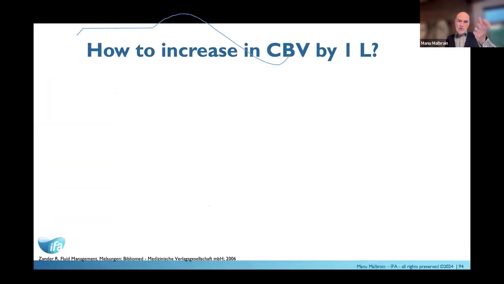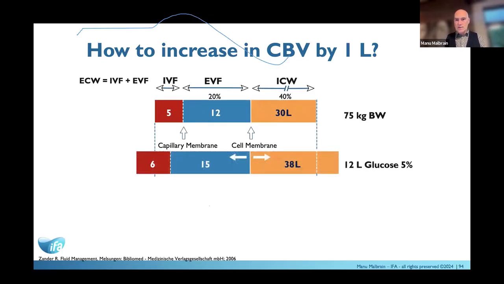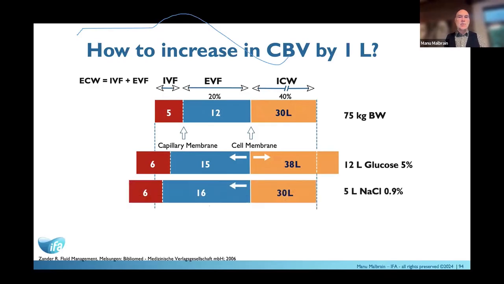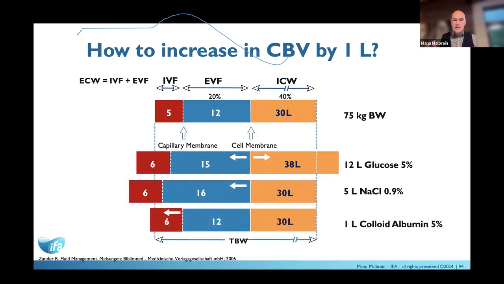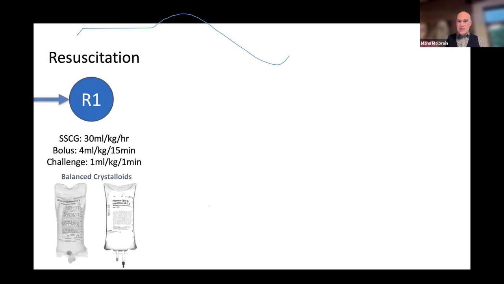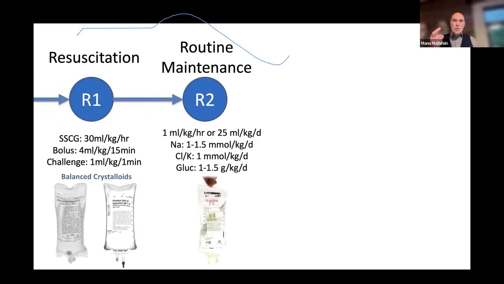So putting it vice versa, if you would need to increase circulating blood volume by 1 liter, for a 75 kilo man, you would need to give 12 liters of glucose, 5 liters of saline, or 1 liter of colloid like albumin. So going back to the 4 indications of fluid therapy. First indication is fluids for resuscitation, to save lives. Second, routine maintenance to cover the daily needs of water, glucose, electrolytes.